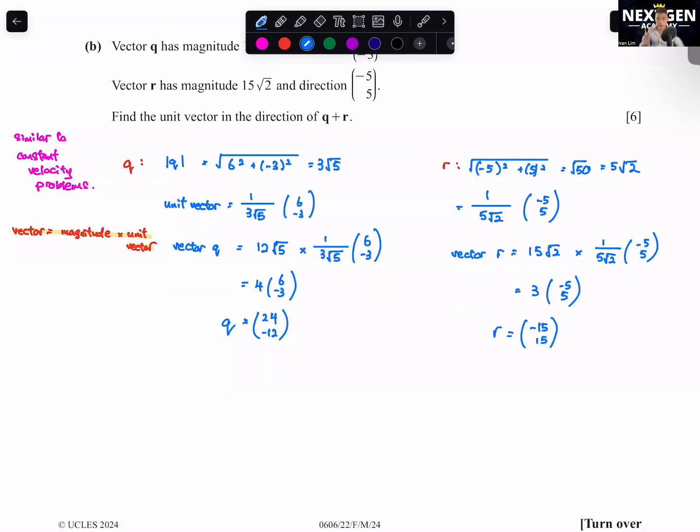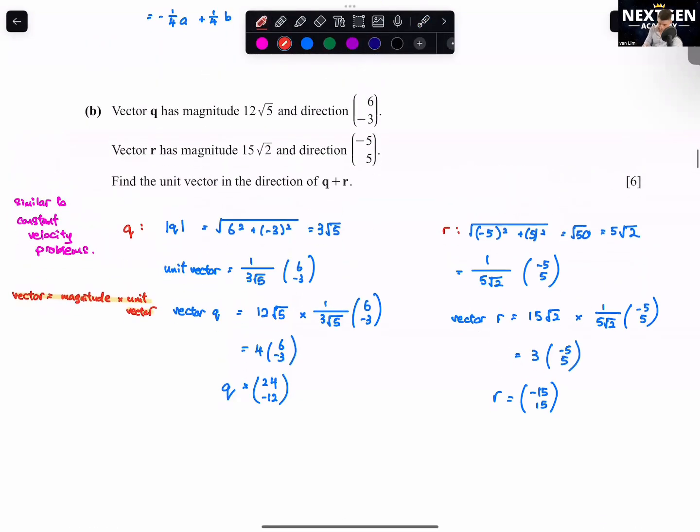Cool? I think this is where you all normally get stuck, right? Please remember this formula here. This is under the constant velocity also. It's to find the vector. We are actually just rearranging the unit vector formula, because the original formula is: a unit vector equals 1 over magnitude multiplied by vector. I'm just bringing the magnitude up here, so it's unit vector multiplied by magnitude equals vector.